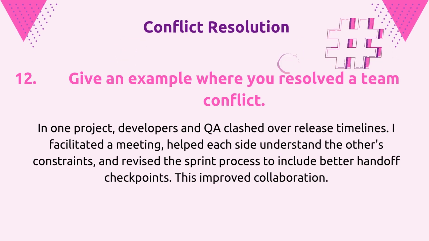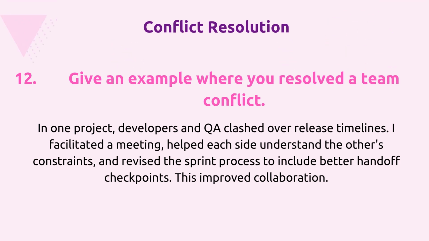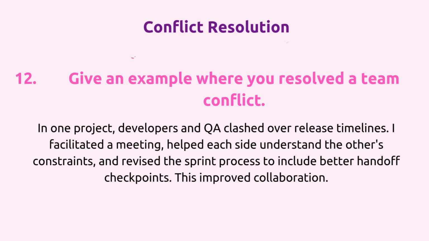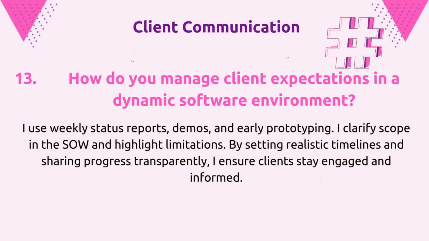Question 12 related to Conflict Resolution. Give an example where you resolved a team conflict. In one project, developers and QA clashed over release timelines. I facilitated a meeting, helped each side understand the other's constraints, and revised the sprint process to include better handoff checkpoints. This improved collaboration.